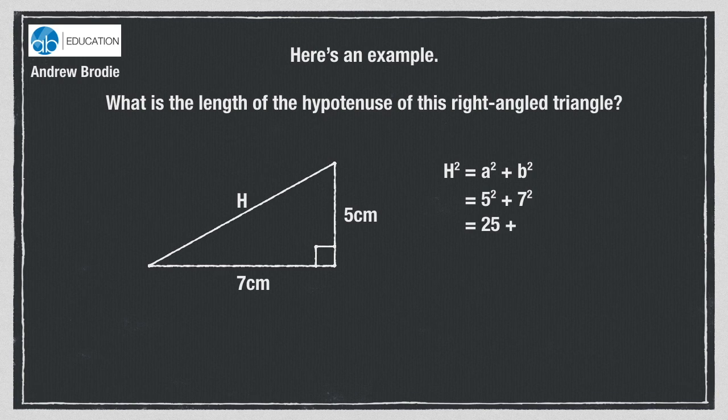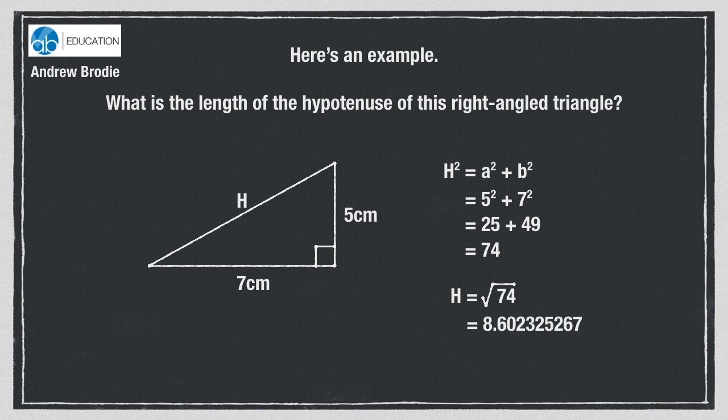5 squared is 25, and 7 squared is 49. Add those together to get 74, so we know that the hypotenuse squared is 74. To find the length of the hypotenuse, we need to find the square root of 74.